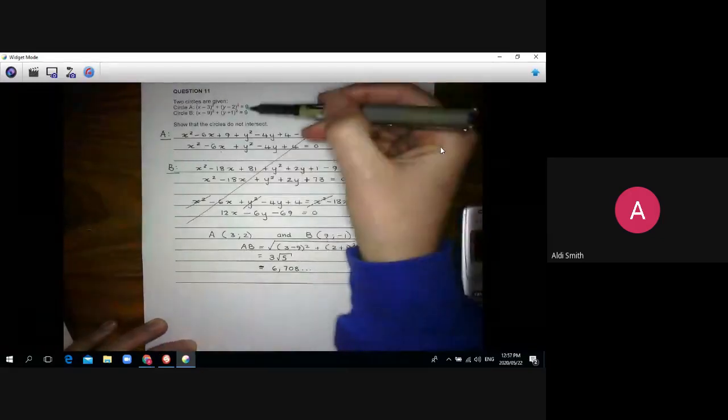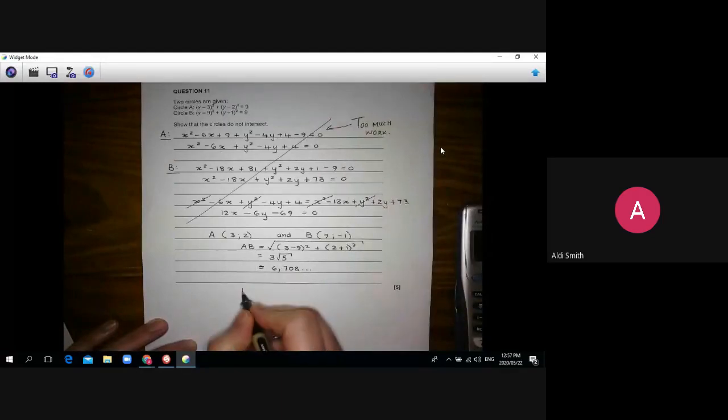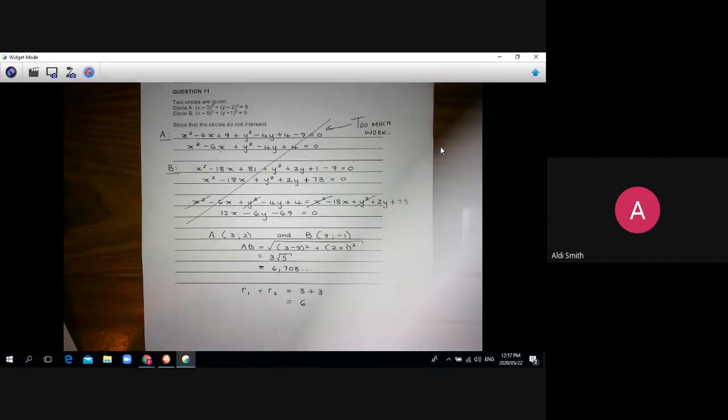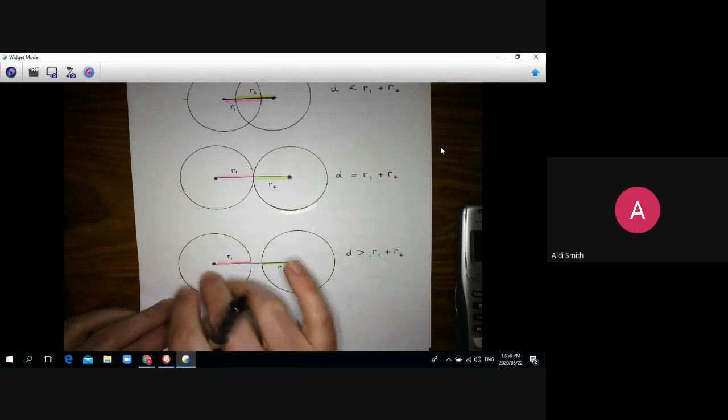Now, the radii of both of these circles are 3, because the radius squared there is 9, and the radius squared there is 9. So the sum of the radii, radius 1 plus radius 2, is equal to 3 plus 3, which is equal to 6. So what can you tell me here? The distance between the centers is bigger than the sum of the radii, which means it looks like this. The distance between the two centers is bigger than the sum of the two radii, so therefore the circles do not intersect.